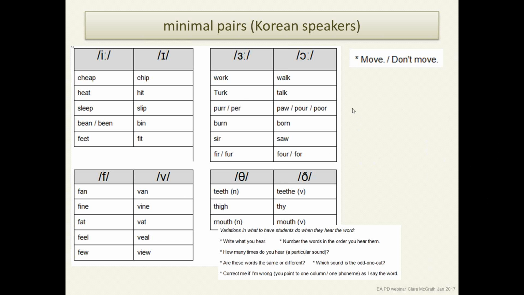Just thinking about, is it really affecting communication? And otherwise, maybe not a big problem.